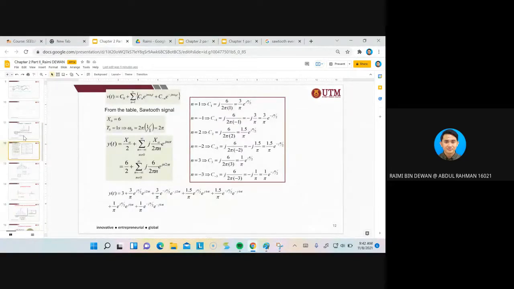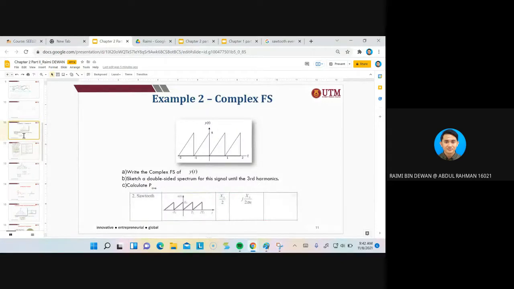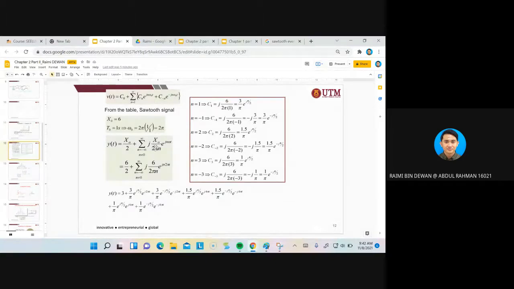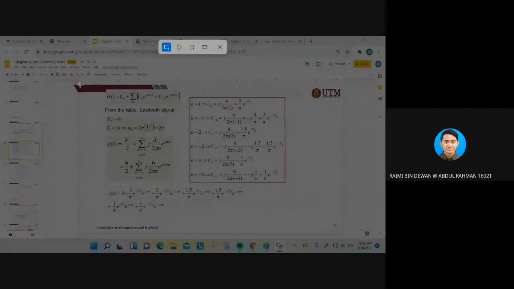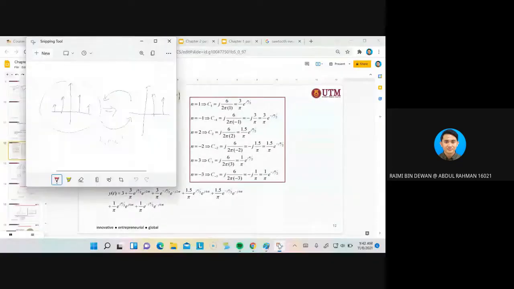Now it mentions the anti-third harmonic, or third harmonic. You can try this at home. You need to settle that it means you have C1, C negative 1, C2, C negative 2, C3, C negative 3. This is the answer. And then you can see when you solve it, wait a moment.